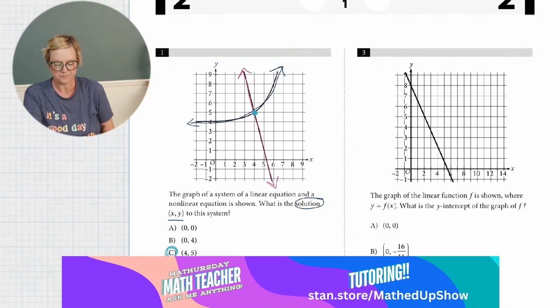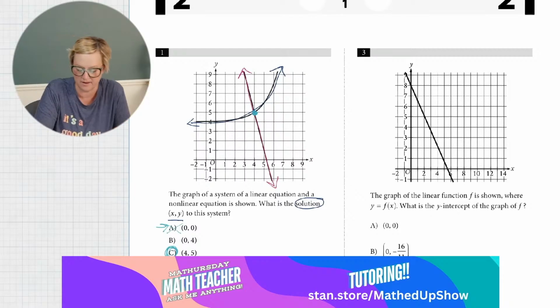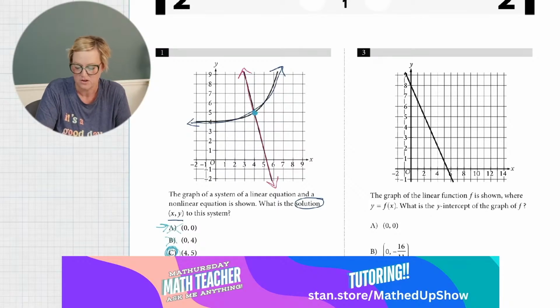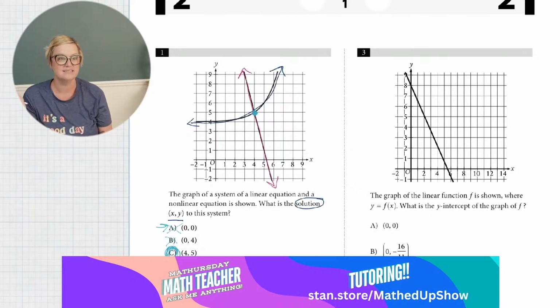Okay. Now, if you weren't really sure about that, you could probably do process of elimination. That 0, 0, nothing passes through that point at all, so that one's not going to be a solution. 0, 4, that only solves for the curved line, so that one's not going to be a solution for the whole system. And then 5, 0, again, nothing passes through that line, so that's not going to be it. So the only answer that works for this one out of these choices is C.